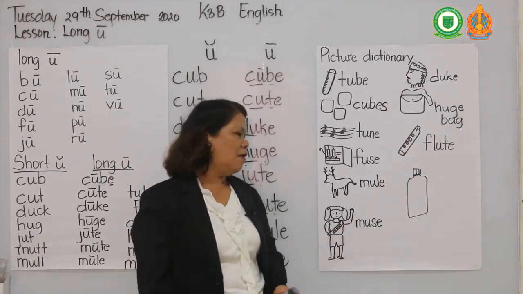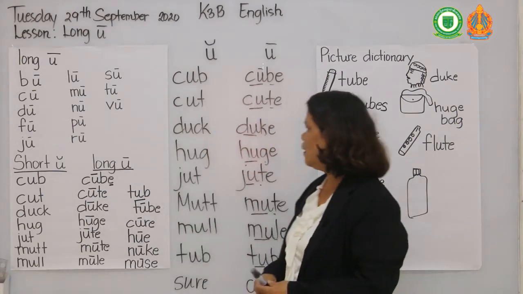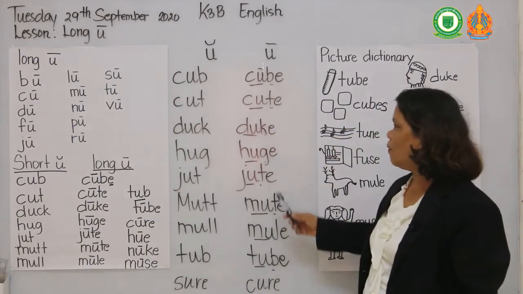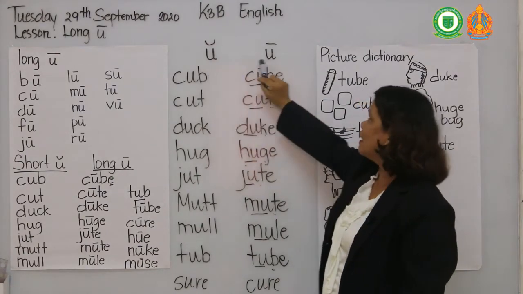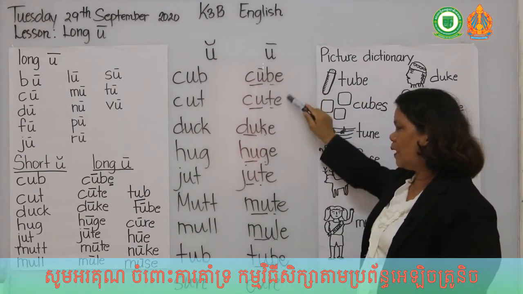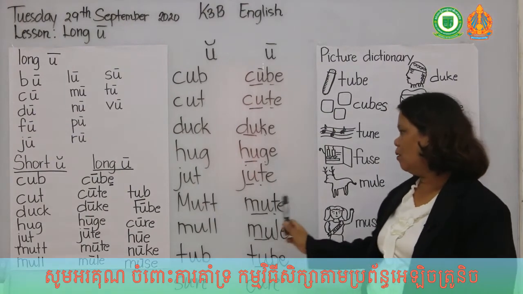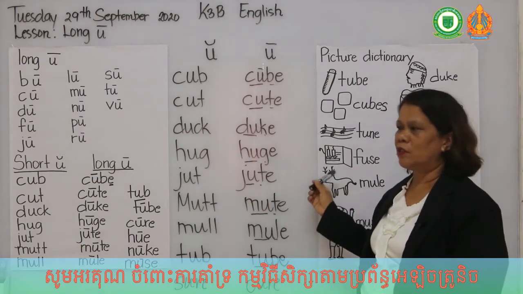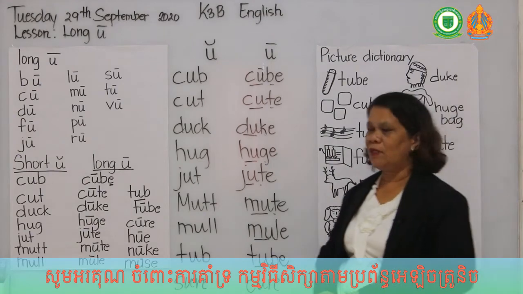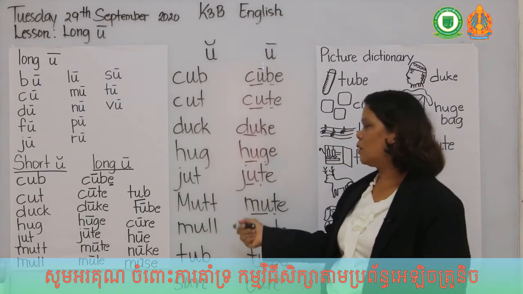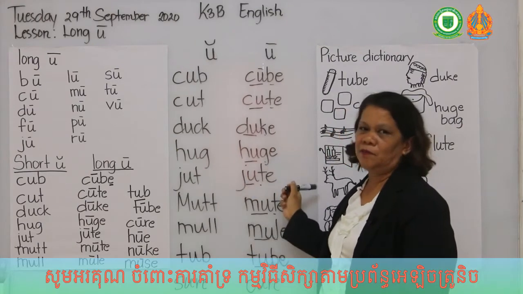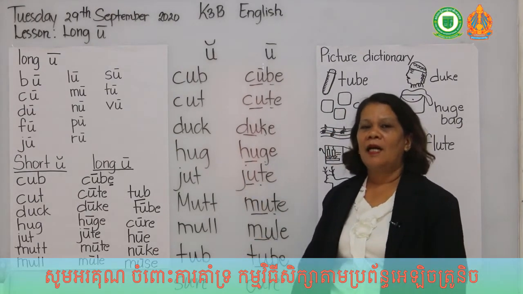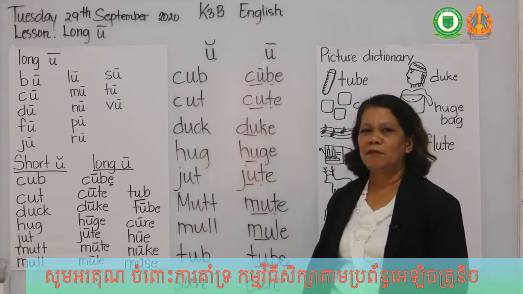Okay? Alright. So I want you to master this one first. Okay? You're going to read the short sound words and the long sound words. Okay? And also master this picture dictionary. I will give you 10 minutes to practice your reading from here until here and this picture dictionary. Okay? I will call you after 10 minutes.